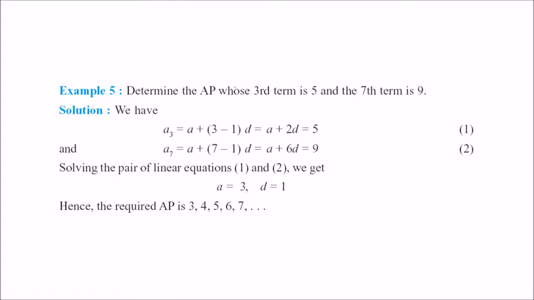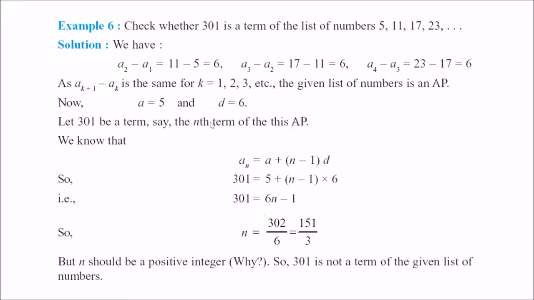Now you have to determine the AP whose third term is 5 and 7th term is 9. So A3 and A7 you have to find out. So A3 is what? A plus (3 minus 1) into D. A7 is A plus (7 minus 1) into D. These are two linear equations. You have to solve them. When you solve them, you get A equal to 3, D equal to 1. That means you have got the series starting at 3 and the common difference is 1. So 3, 4, 5, 6, 7.